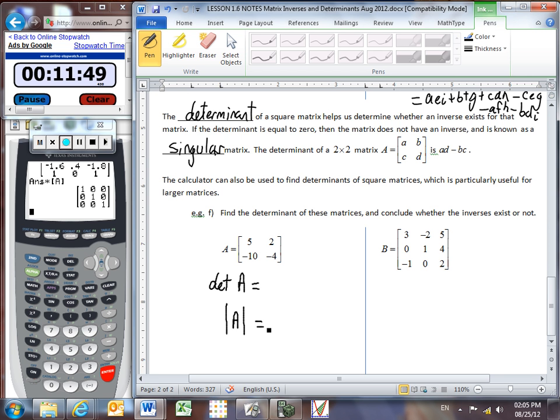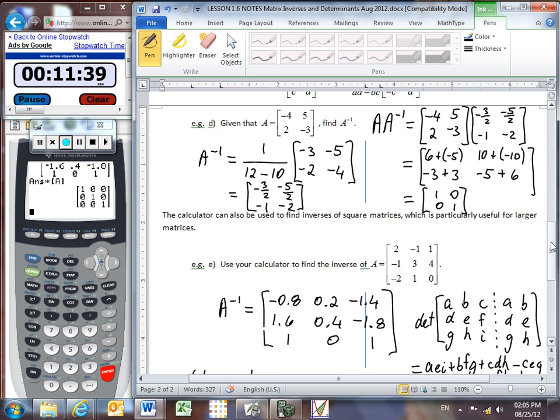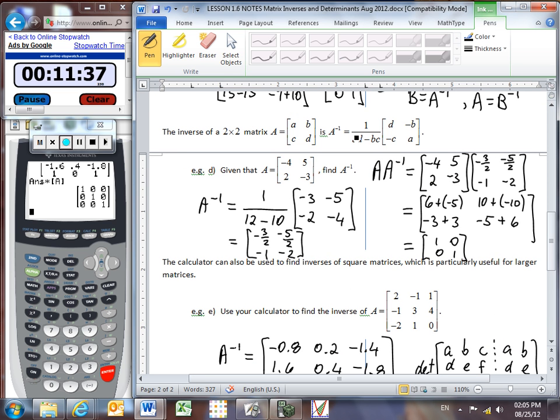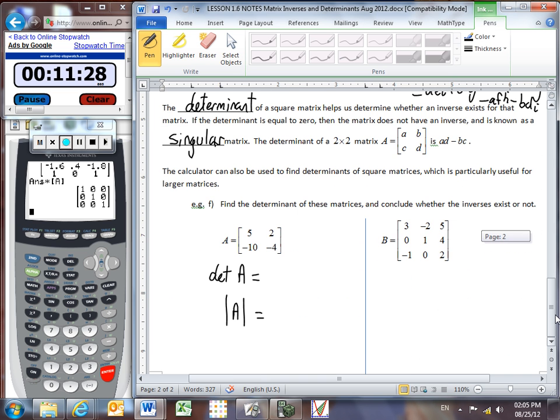And this value, the determinant, if it equals 0, then we're not going to be able to find the inverse. Imagine if our determinant was 0, then look at our formula for the inverse. We'd have 1 over 0 times the switched entries. And of course, we can't divide by 0. So that shows us that if the determinant is 0, we've got no inverse.